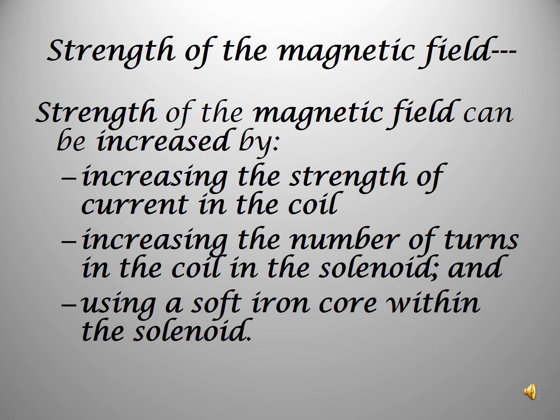How can you increase the strength of the magnetic field produced by a solenoid? There are three factors. Number 1, strength of the magnetic field can be increased by increasing the current strength in the coil. Number 2, increasing the number of turns in the coil of the solenoid. And number 3, by using a soft iron core within the solenoid. These are the three ways you can increase the strength of the magnetic field of a solenoid.